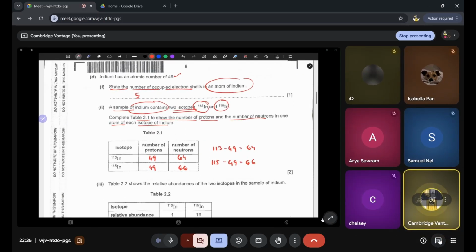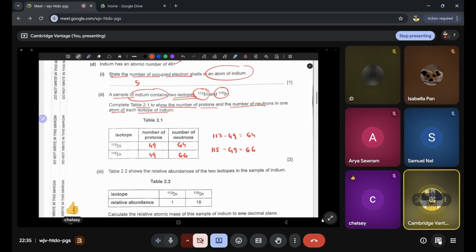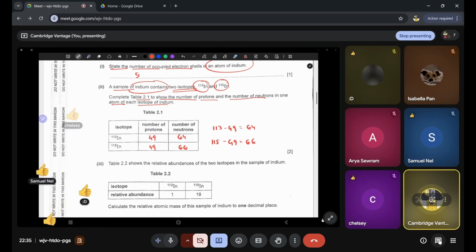Is it clear for all students? Samuel already answered, but what about the rest? Okay, Chelsea, yeah, Isabella, is it clear for you?